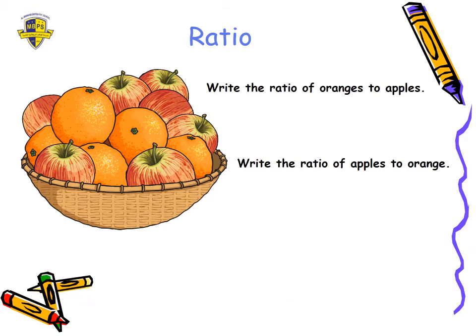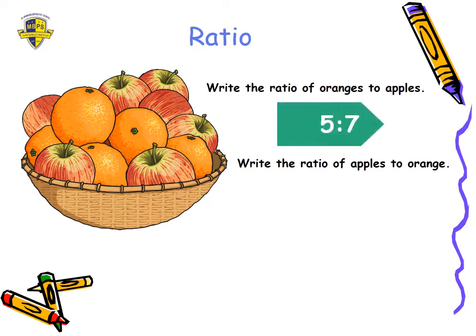In this example, we have baskets of oranges and apples. The first question, you have to write the ratio of oranges to apples. So let's count how many oranges we have. 1, 2, 3, 4, 5. So there are 5 oranges to how many apples? 1, 2, 3, 4, 5, 6, 7. Good. So the ratio here is 5 to 7.